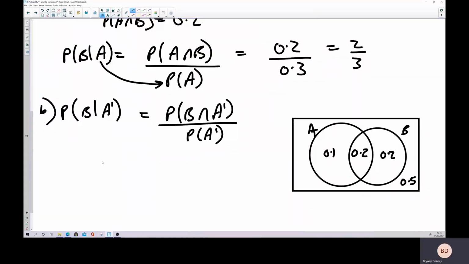Right, so can we work out the intersection of B and not A? So this top value here. So where does B intersect with the outside of A? Not A, it's going to be 0.2. And the probability of not A, well, the probability of A is 0.3, so the probability of not A is 0.7. Okay, remember they have to add up to 1. So 2/7 as the probability of B given not A.